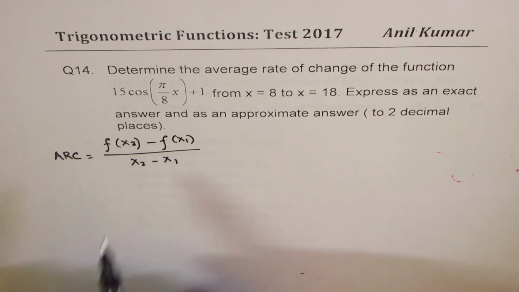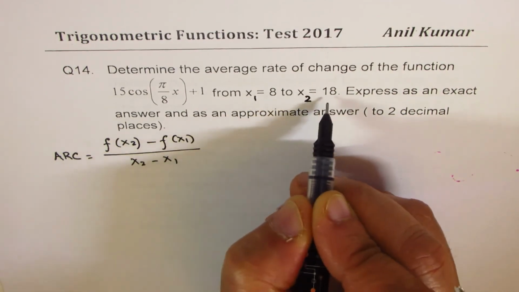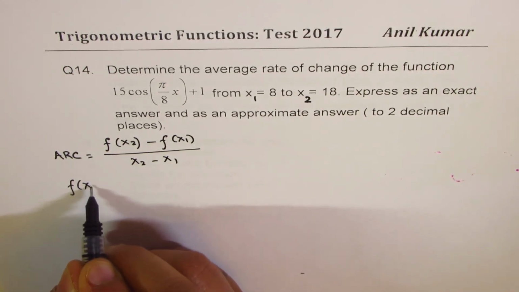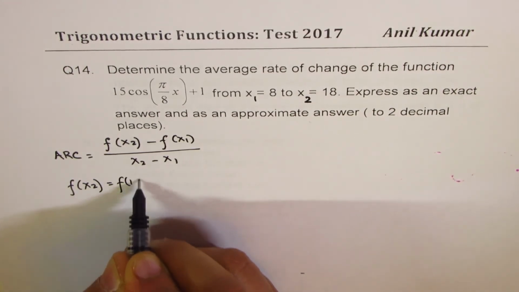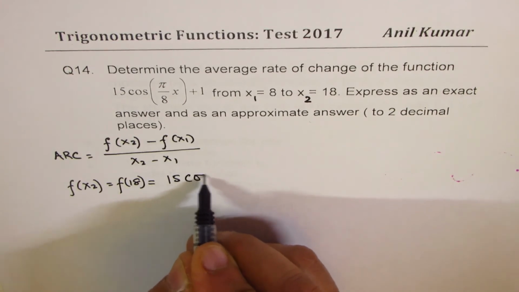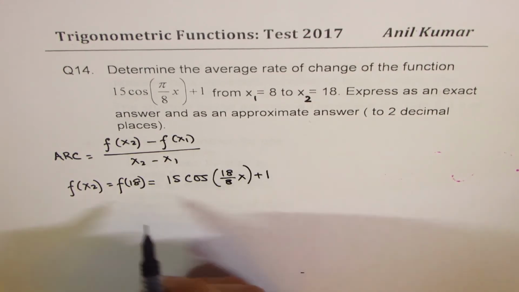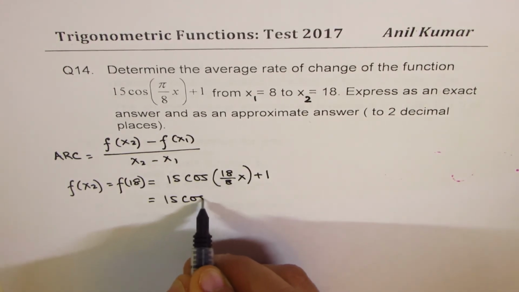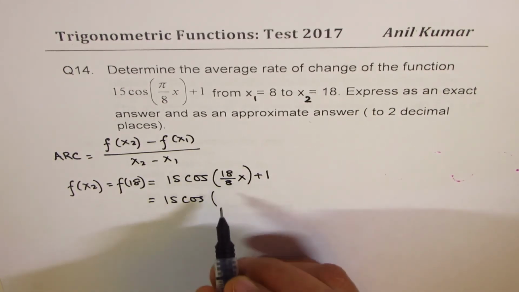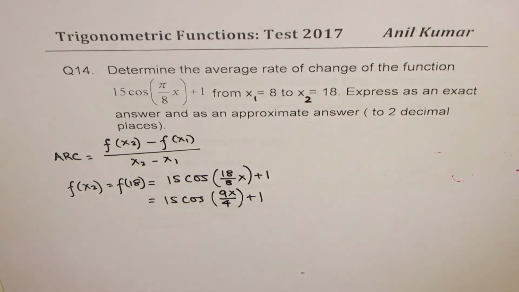So let's find what is f of x2. We'll write this as x1 and x2, from and to. So basically x2 is 18. So f of x2 is f of 18. If I replace x with 18, we get 15 cos of 18 over 8 times x plus 1, and both could be divided by 2, so we get 9x by 4 plus 1.